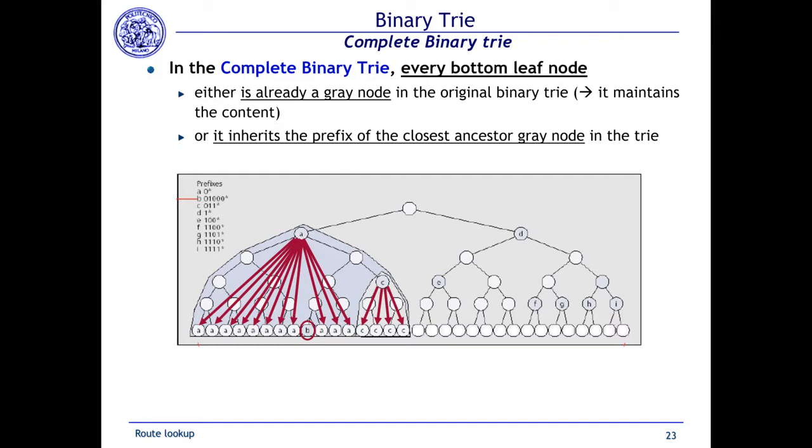The previous node, the node that is in this place, so on the right, actually has two ancestors. One is C and the other one is A. But the closest is C, so it will inherit only the content of C.